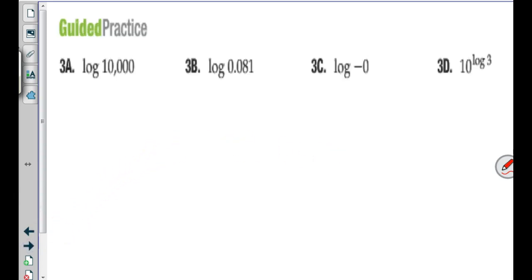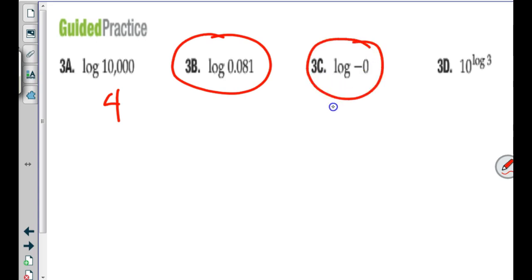Okay, so 10 to what power? This is a calculator question. Can't do that without a calculator. Can you take the log of a negative number? Not possible. Log in base 10? Yep. All right.